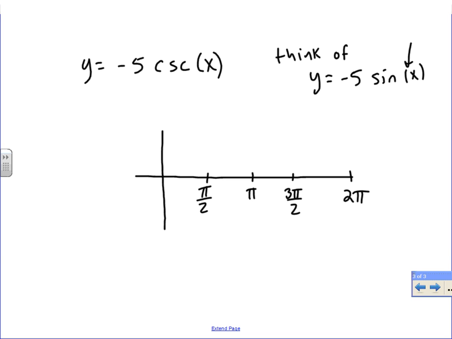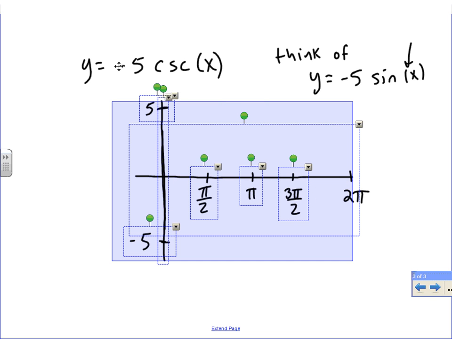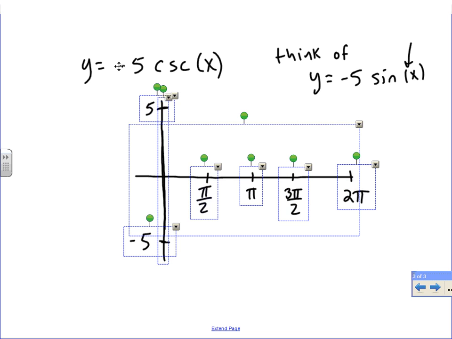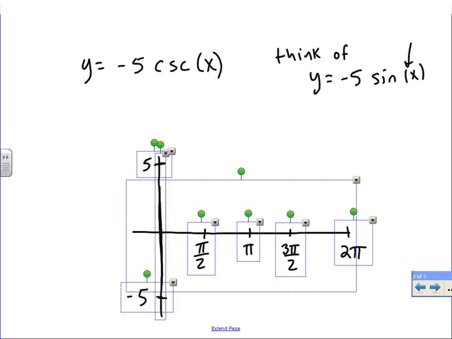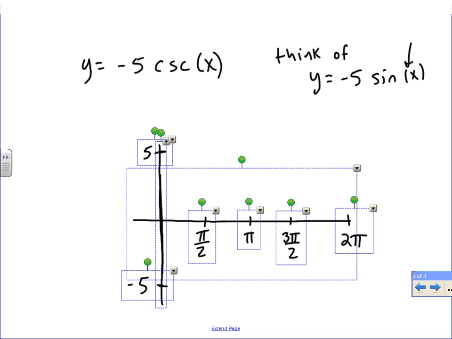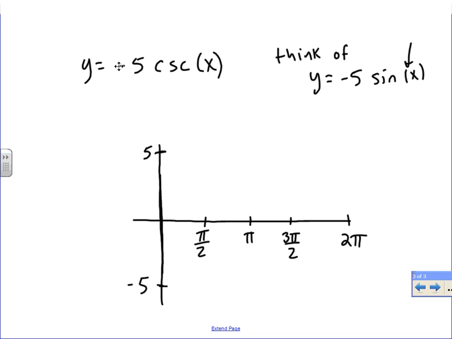Now, so what's changed here from probably our previous graphs is now we have an amplitude. Okay, so instead of bouncing back and forth between 1 and -1, this one's going to go further up. It's going to bounce in between 5 and -5. Okay, I'm going to need to move this down to make sure my cosecant graph doesn't mess with anything.